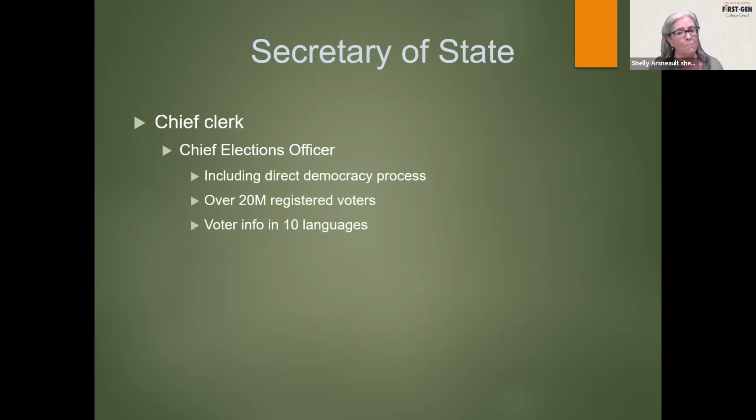This is a huge job in California. I mean, it's a huge job at any point, whether you're a city clerk or a county, but certainly at the state level, for a variety of reasons. One is we have over 20 million registered voters. So you're talking about overseeing all of that. At the state level, we've got voter information in 10 different languages. And so again, the Secretary of State oversees all of that and oversees our direct democracy process.